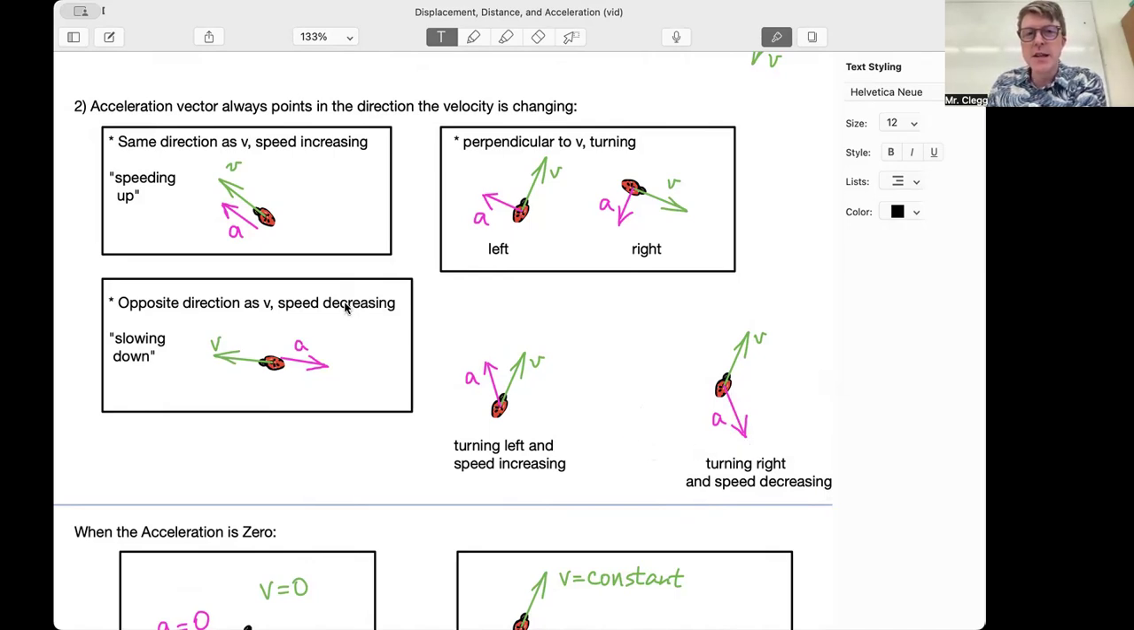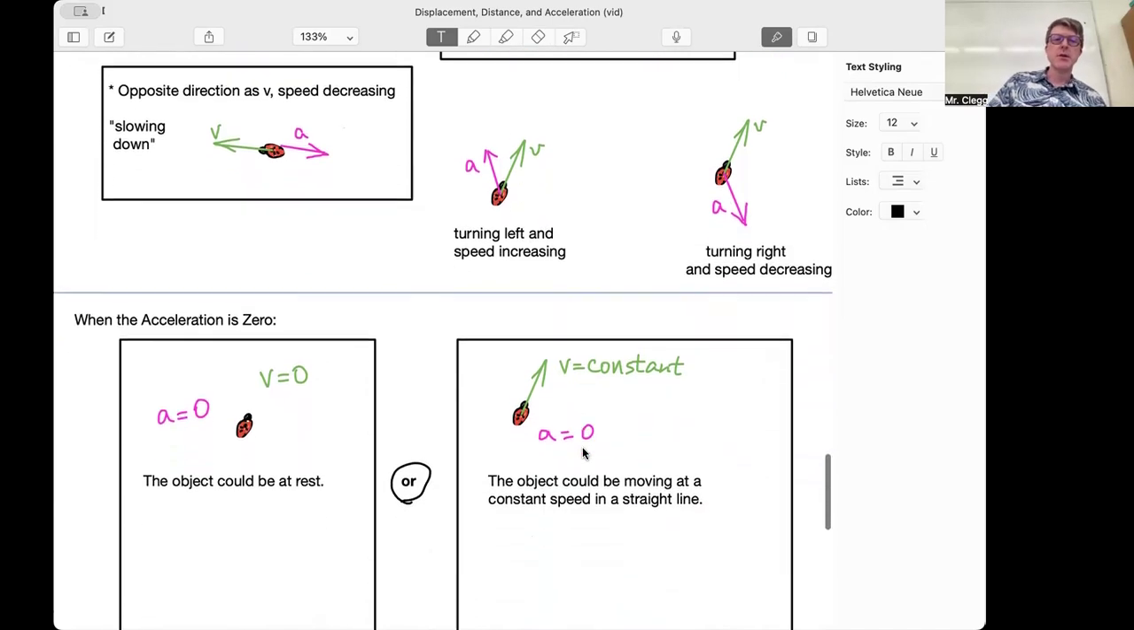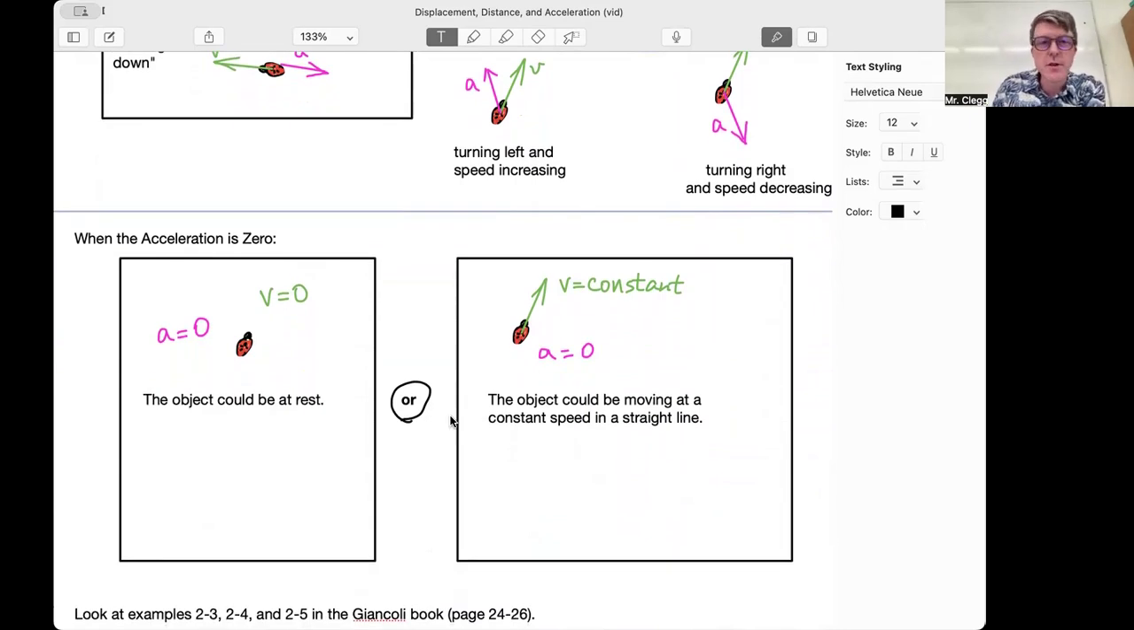Hopefully that makes sense. Anytime there's any component in the same direction, you're speeding up, opposite direction, slowing down. And if there's a component that's to the side at all, you are turning. And you could be doing both at the same time. That covers all the possibilities for when there's an acceleration. Now, when there's no acceleration, there are two options. Either we are totally at rest, like we're just chilling, no velocity, no acceleration, the object's at rest.